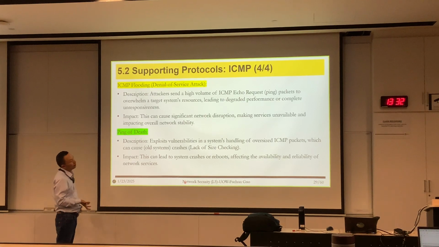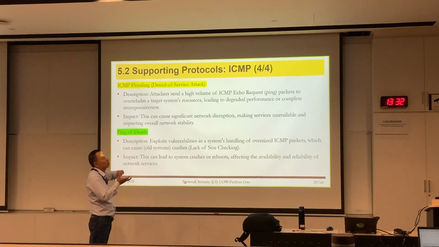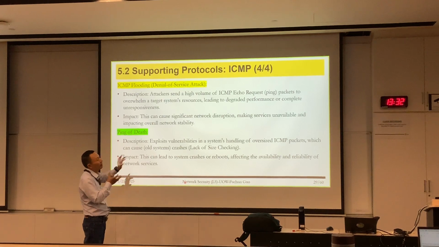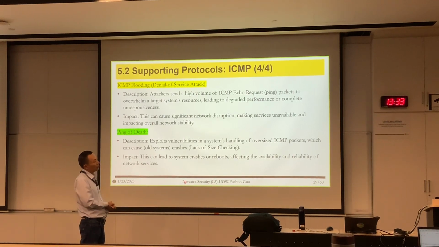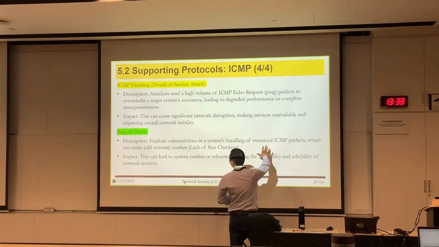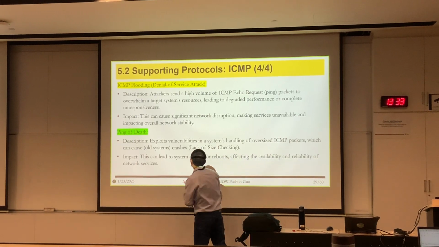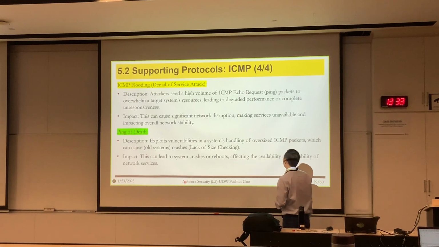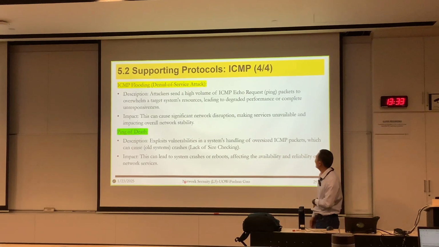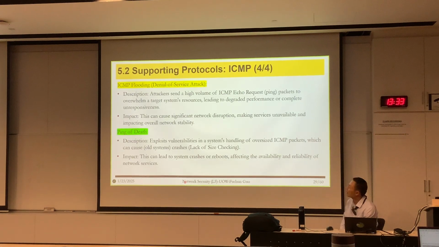For example, it will not check the size of the ICMP packet, and it will keep receiving. The sender says, okay, that's the end of the echo request information, but you will have received an oversized packet, and you have some kind of issue. That issue will lead to an operating system crash or reboot, affecting the availability and reliability of the network services. It's just because the package size is larger than the restrictions.